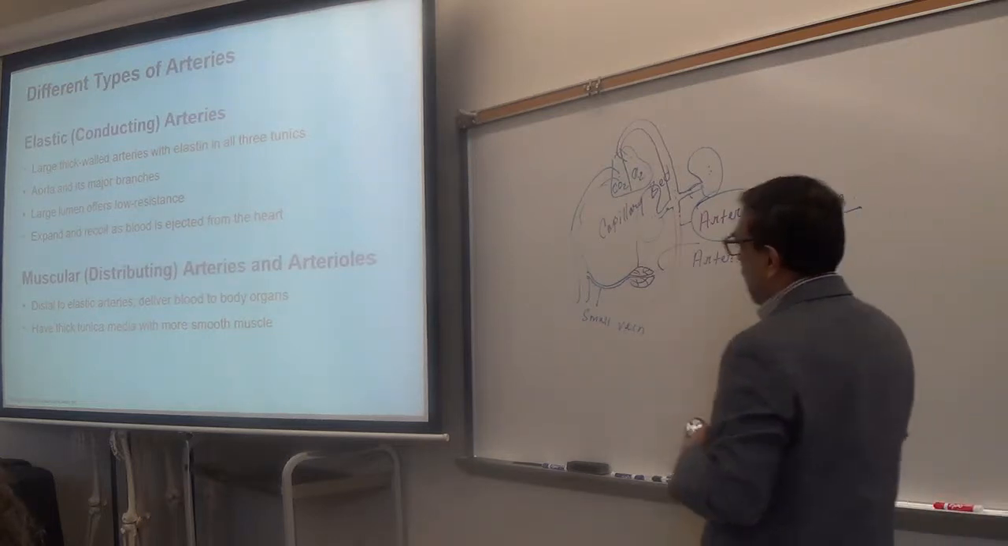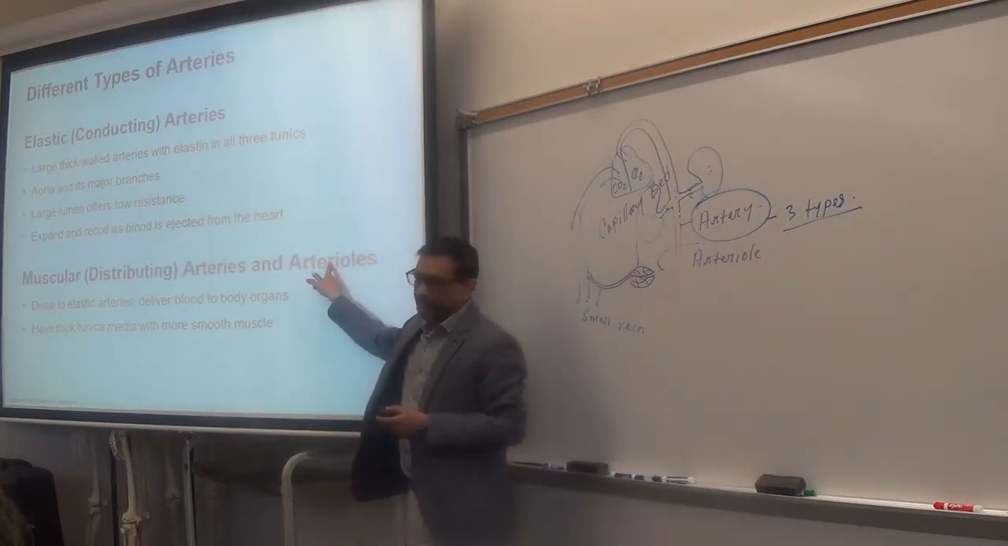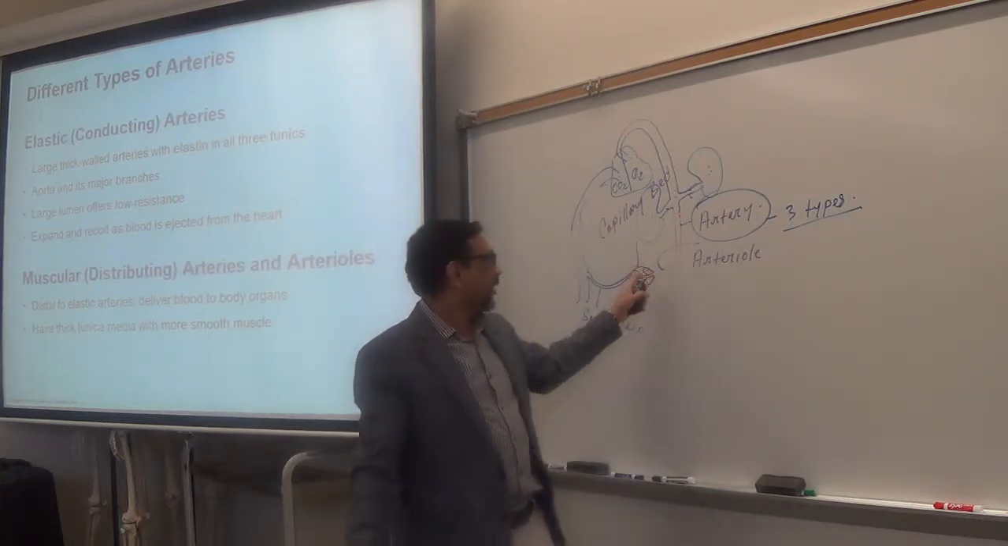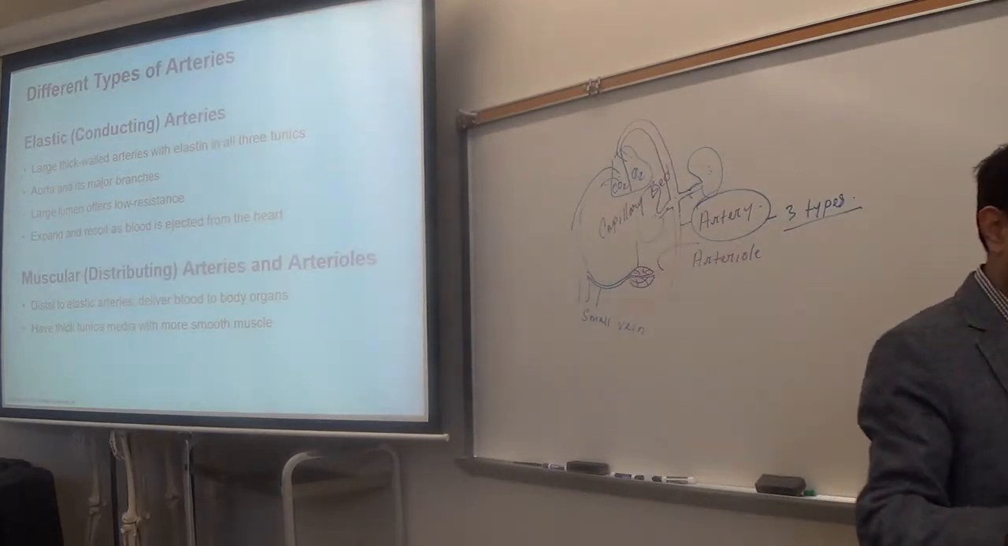And then the smallest arteries are called arterioles. So arterioles are the smallest arteries, and from the end of the arterioles, capillaries start.